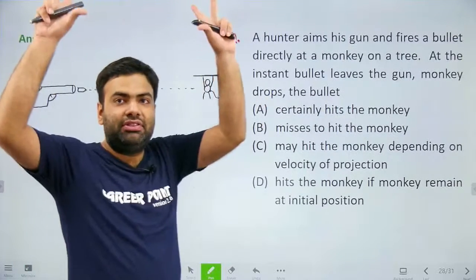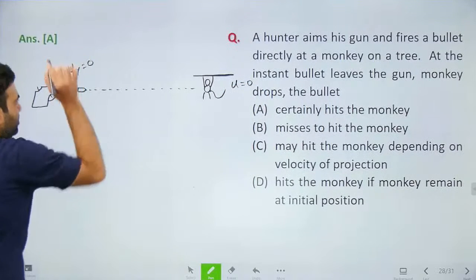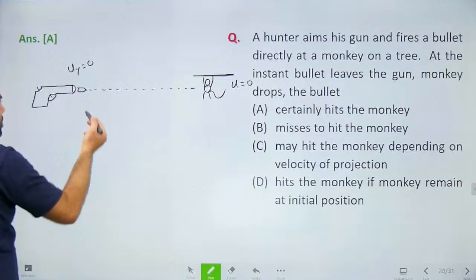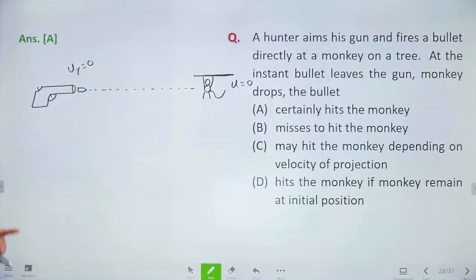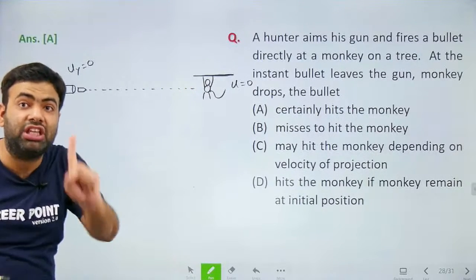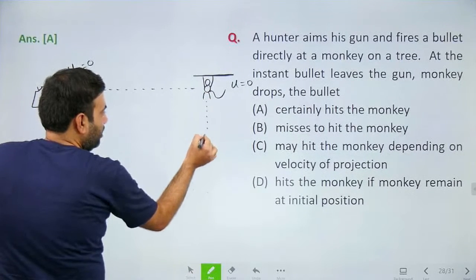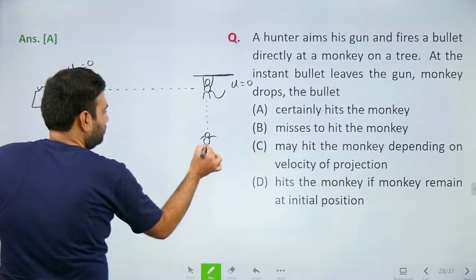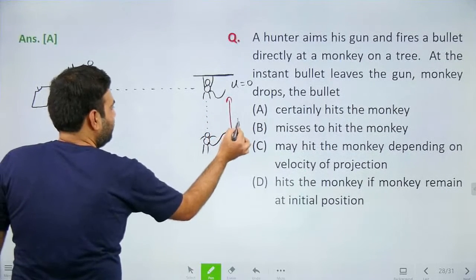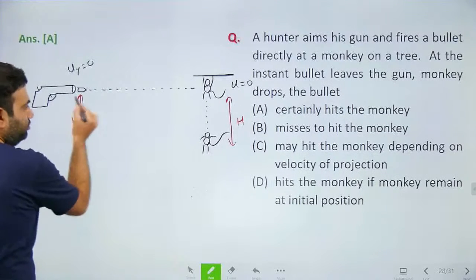Monkey drops means the monkey leaves this branch, and the initial velocity of the monkey is 0. Also, the initial velocity of the bullet in the y direction is 0. So, as you know, because the initial velocity of the monkey is 0 and the initial velocity of the bullet in the y direction is 0, the bullet is projected horizontally aiming at the monkey. As you all know, the time taken to cover the same vertical height will be the same for both. So after some time, the monkey will be here, and if the monkey has some displacement h, at the same time the bullet will have the same displacement h from this monkey.